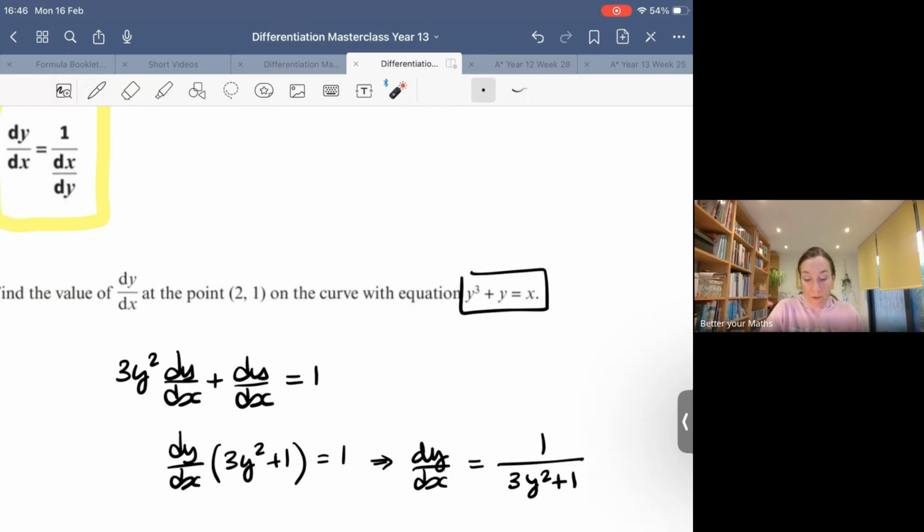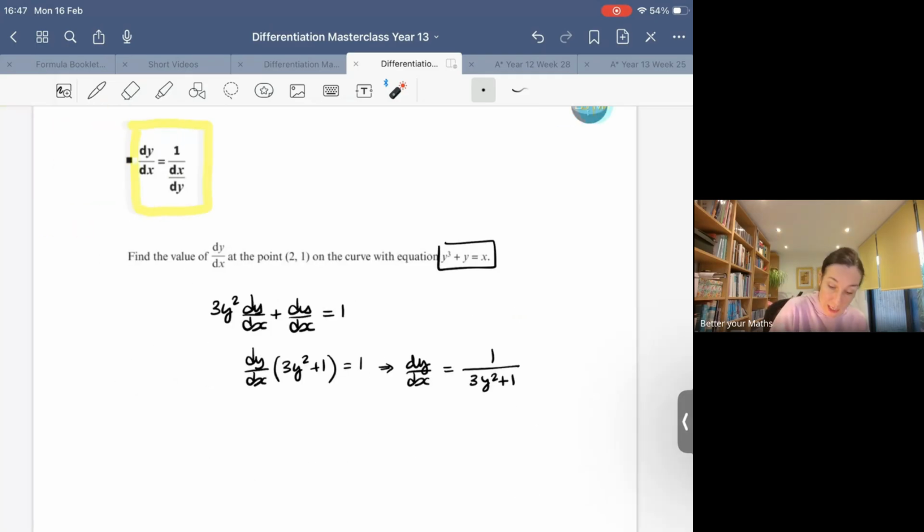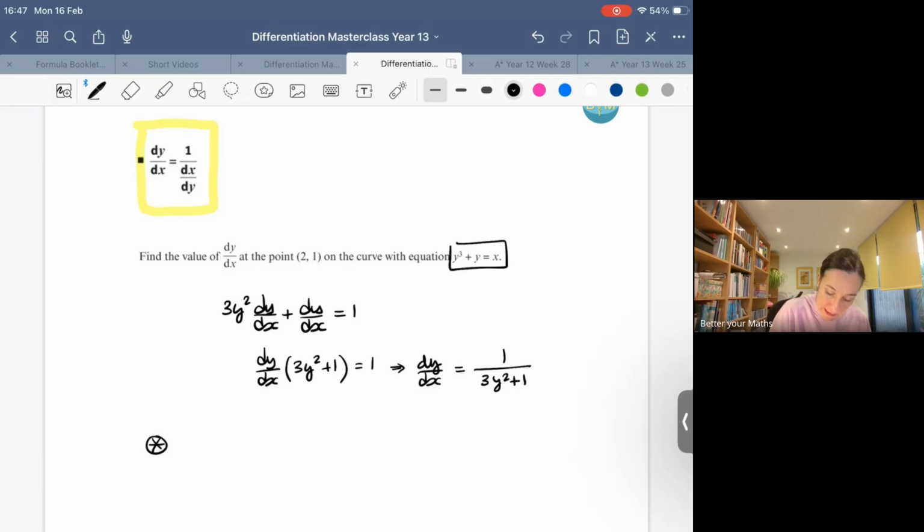But if you notice, the x is the subject. So it's not easy to make y the subject, but x is already the subject. Or even if I have x plus y, I can bring the y to the other side. I can use this thing here. So I can differentiate with respect to y and then do the reciprocal. So I can do dx by dy. So this will be an alternative.